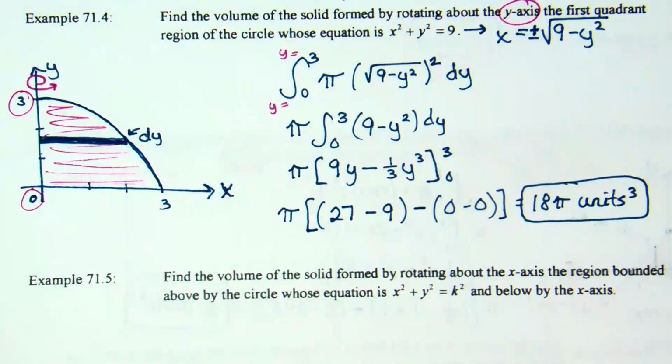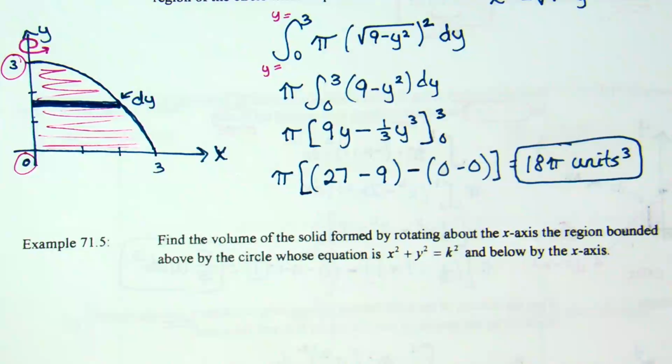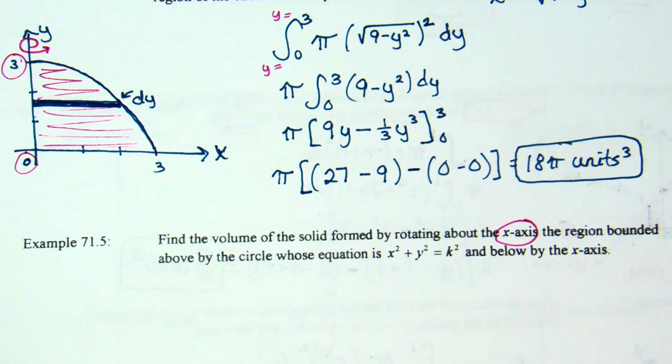One last one. And a good one to talk about because instead of giving us a number, they use k. We've had something like this in homework not too long ago that we talked about with a k. Find the volume of the solid formed by rotating about the, oh hey, we get to go back to x-axis. The region bounded above by the circle, whose equation, x squared plus y squared equals k squared, and below the x-axis. Well, what is that?